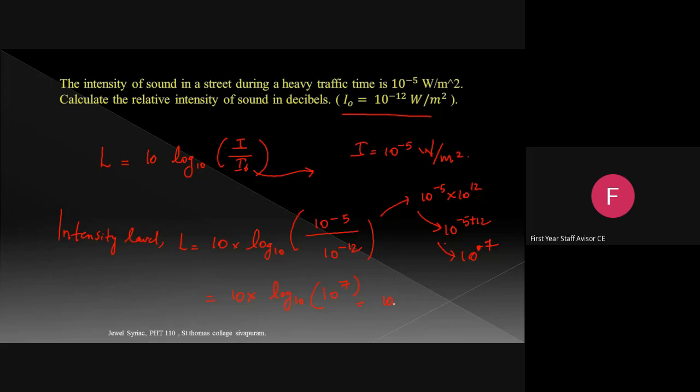So simple question, direct answer. The equation of intensity level is 10 log 10 I by I0. What is the intensity we want to calculate? The intensity of sound in the street, it is given. What is the intensity level we are comparing with? I0, the faintest sound a normal human ear can intercept, that is 10 raised to minus 12 watt per meter square. So just take the ratio, take the logarithm and multiply with 10. L is equal to 10 log 10. Anyone? So I'm looking for answers.